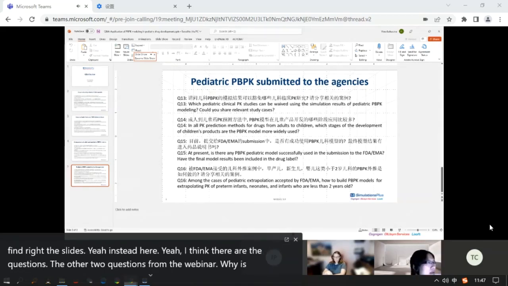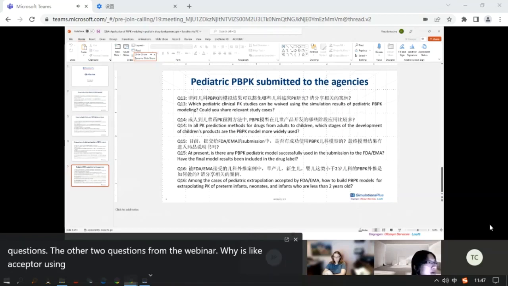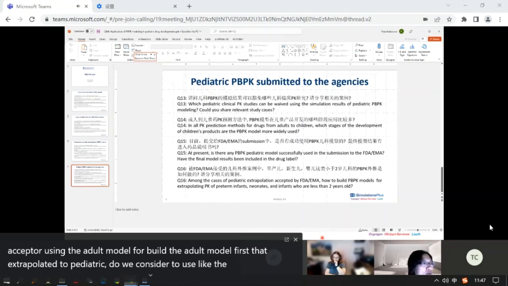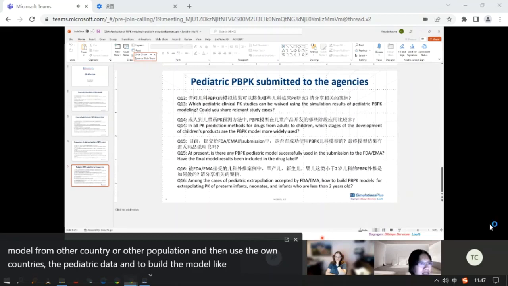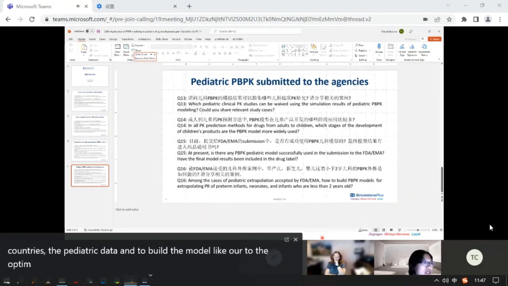One is: except using the adult model, building the adult model first and then extrapolating to pediatric, could we consider using the pediatric model from another country or another population, and then use our own country's pediatric data to build the model, or for optimization or validation? So I think the question is, could we use pediatric data from other countries and extrapolate it to another country's pediatric population?